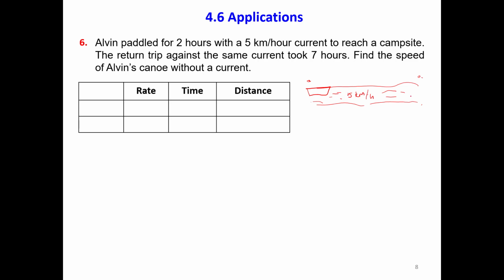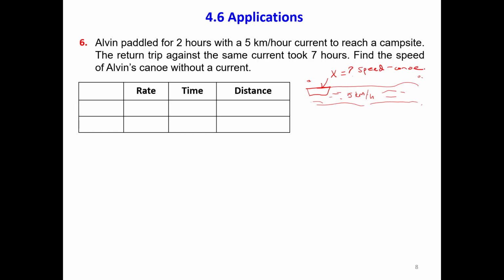Then he returned against the current of 5 kilometers per hour. When he returned, the current was against him, and this took 7 hours. We want to know what is the speed of the canoe without a current. This is unknown, this is x, the speed of the canoe.